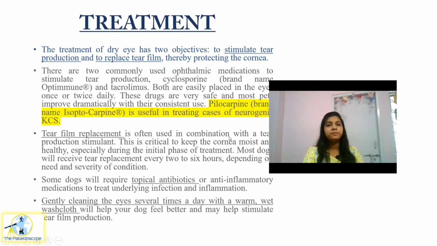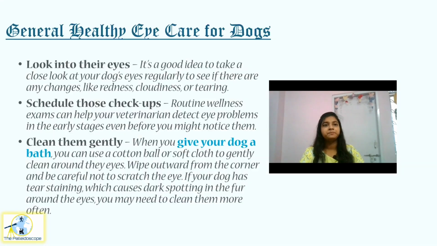This is critical to keep the cornea moist and healthy, especially during the initial phase of treatment. Apart from that, topical antibiotics or topical anti-inflammatory medications may be required to treat the underlying infection and inflammation. Gently cleaning the eyes several times a day with a warm, wet washcloth will help your dog feel better, because obviously it is dry. If you're giving something moist at frequent intervals, it will be very soothing to the dog's eyes, and it will also help stimulate tear film production.